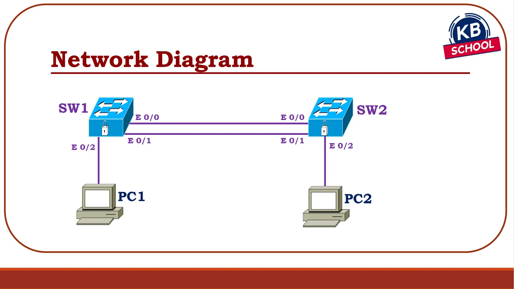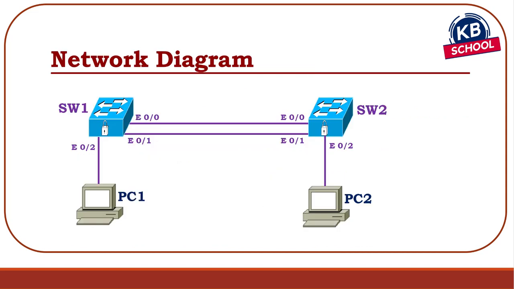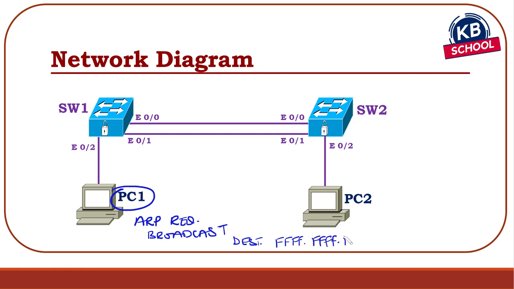What are the issues that come in if you have dual links between switch 1 and switch 2? And how does STP solve that issue? Let's take a look at the two connections between switch 1 and switch 2 right now. Now, what happens is this. Let's say this PC over here sends a broadcast. He sends an ARP broadcast, or ARP request, which is a broadcast. Any broadcast that comes in has a destination address, at layer 2, because the switches forward at layer 2, of all Fs.